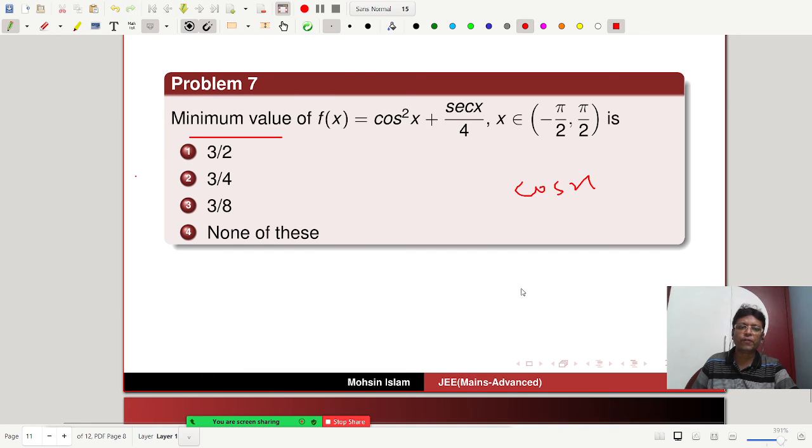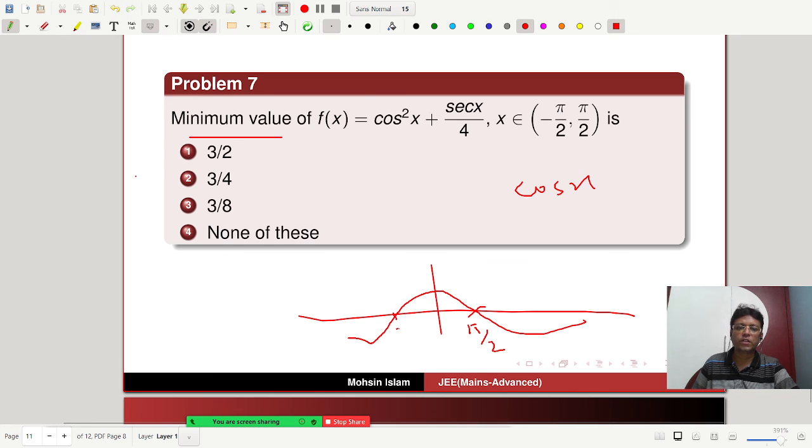If you see the graph of cos x, it will be like this. This is pi by 2 and this is minus pi by 2. In this range, minus pi by 2 to pi by 2, cos x is positive. So that is why this interval is given. Whenever an interval is given in a problem, there must be some reason behind it, so you have to find out the reason. This is the first reason, that cos x is greater than 0.